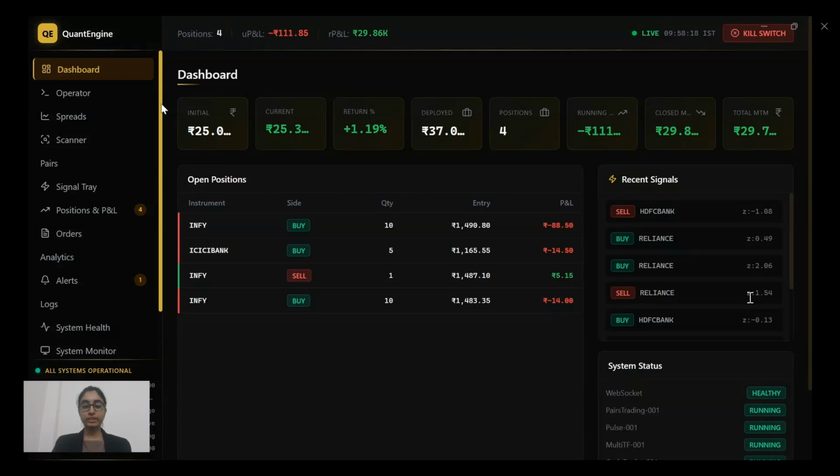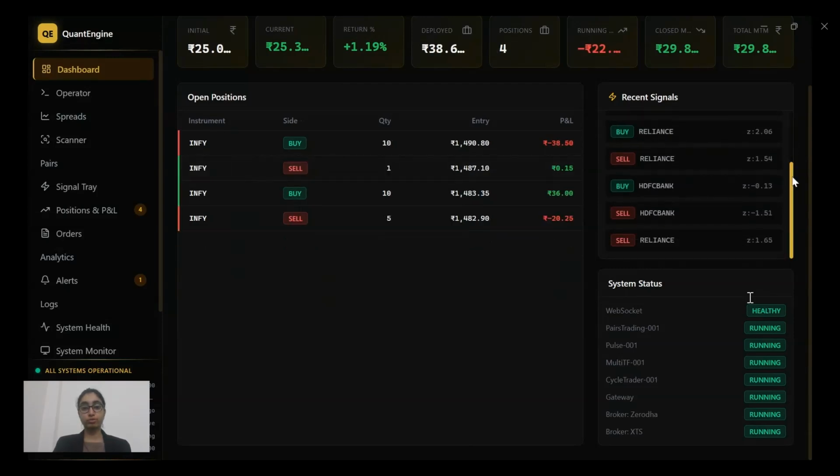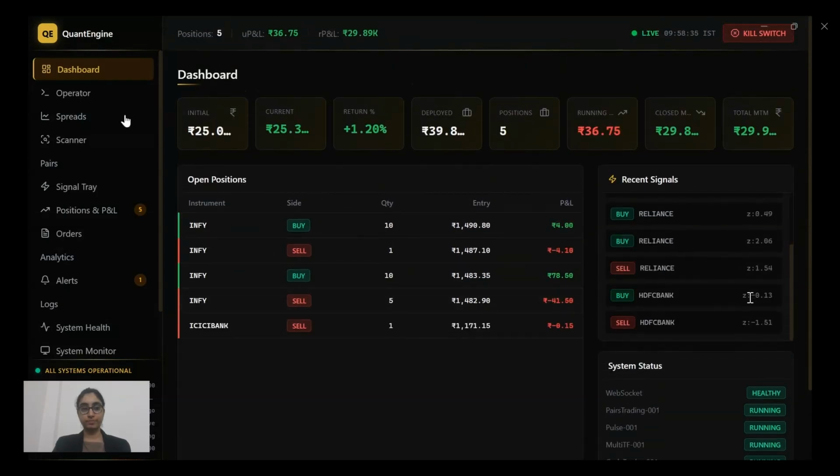So here you see the dashboard. So this is like the mission control. The moment you log in, you see exactly where your money is, what's deployed, what's working, what is at risk. Every strategy you have built, every position that you hold, and every rupee of profit and loss, all on one screen is shown over here.